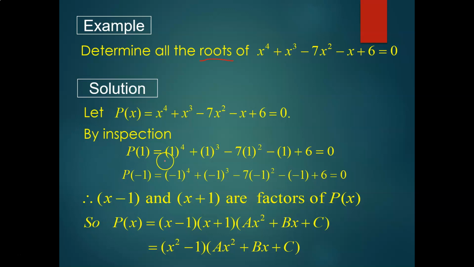So P(1), you substitute 1 into here, so you get 0. Okay, done. And then we try P(negative 1). You substitute into this. Okay, nicely we also get 0. So we can say that we already obtained 2 factors: x minus 1 and x plus 1 are factors of P(x). So we have 2 factors, 2 roots already over here, and 2 zeros.